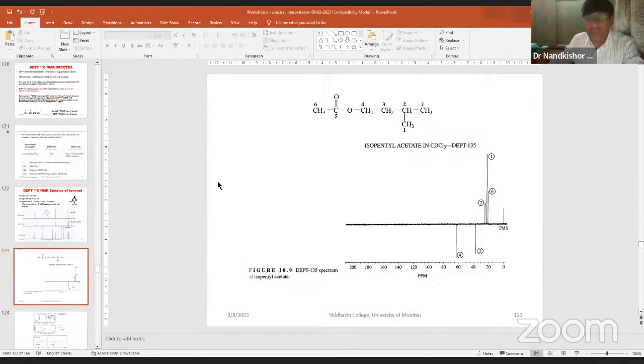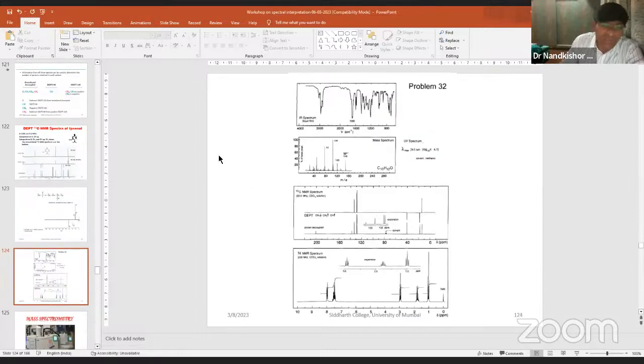Now look at this particular isopentyl acetate. What this DEPT shows you is that there are 2 methyl groups. This is a methyl, this is the CH2, so methylene, and above the line it may be CH3 and CH. You can easily work that out. There is only one methine, and the rest are methyl groups. So it is very easy to work out how the methylene, methine, and methyl carbons fall in the DEPT spectrum. This is a very informative spectrum.